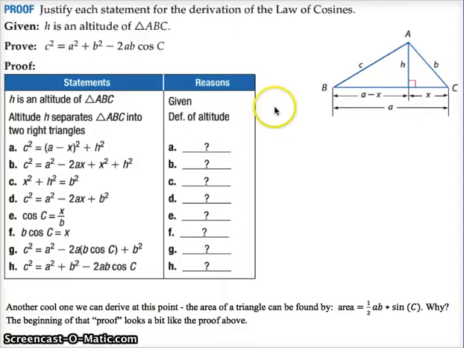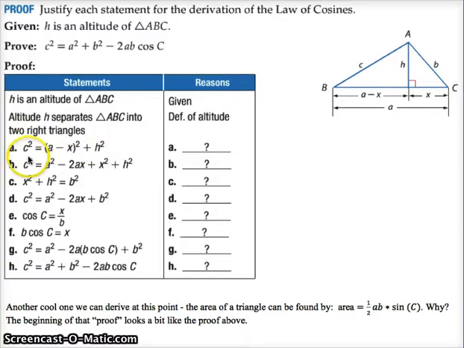So they drop altitude h here, so we have plenty of right triangles, or two right triangles anyway, and we're going to base a lot of this on the Pythagorean theorem. They define this side to be x, and then of course this side would be a minus x if this whole thing is a because it's opposite to A. So the original a, b, and c are labeled as the original law of cosines theorem as you're used to seeing.